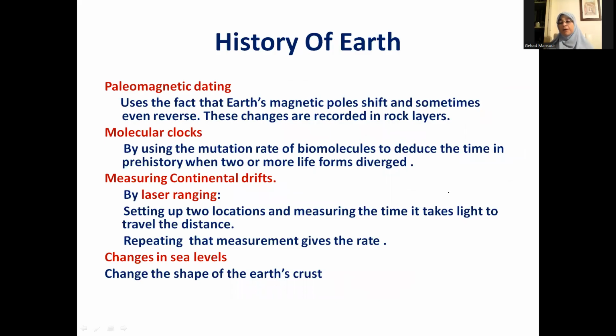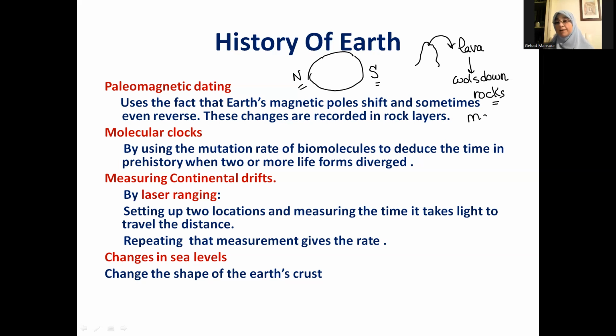Now, other techniques for measuring the age of Earth include paleomagnetic dating. Paleomagnetic dating depends on the fact that the Earth's magnetic poles shift. You know that Earth acts like a huge magnet, having a North Pole and a South Pole. And there is a shift that occurs in the magnetic poles of the Earth. This is affecting mainly some rocks that contain magnetite. You know that when there are volcanoes, there is lava that is released from those volcanoes. The lava is very hot at the beginning, and then it cools down. And when it cools down, it forms rocks.